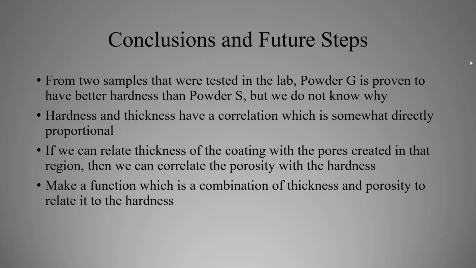In conclusion, we see that from the two samples that were tested in the lab, powder G is proven to have better hardness than powder S, but we do not know why. Hardness and thickness have a correlation which is somewhat directly proportional. If we can relate thickness of the coating with the pores created in the region, then we can correlate the porosity with the hardness. We can attempt to do this by making a function which is a combination of thickness and porosity and then relate it to the hardness values.